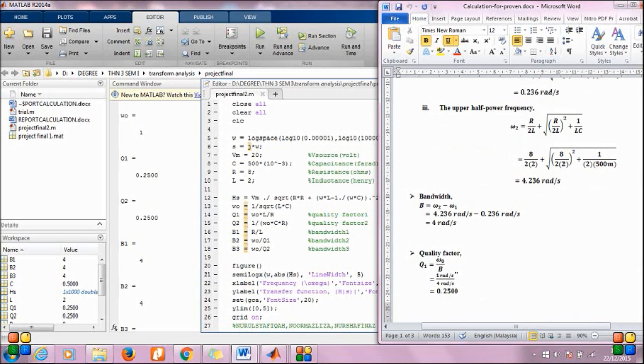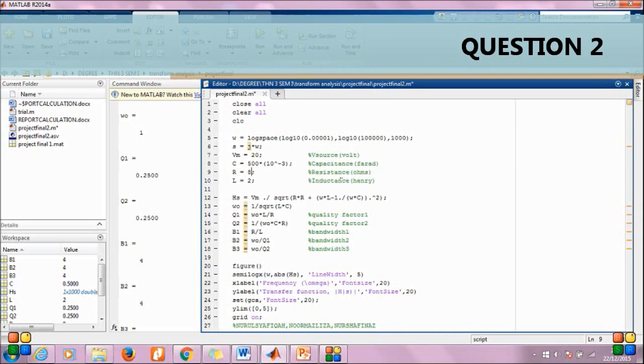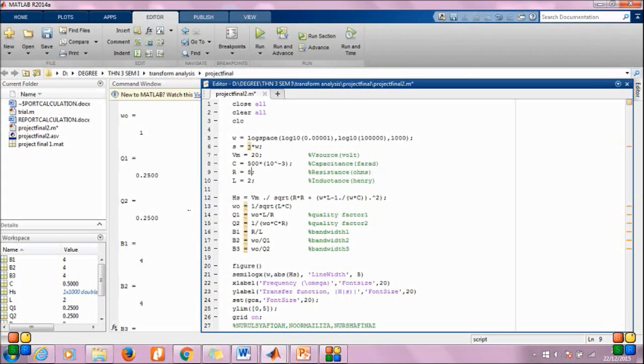For the last equation that we need to find out, the quality factor, the value we get is 0.25, same as in the MATLAB result, Q1 and Q2, that is the quality factor. By using the same code, we change the resistance value to increase the quality factor. So, we reduce the value of resistance from 8 to 6 ohm. Then, we proceed to run the code.